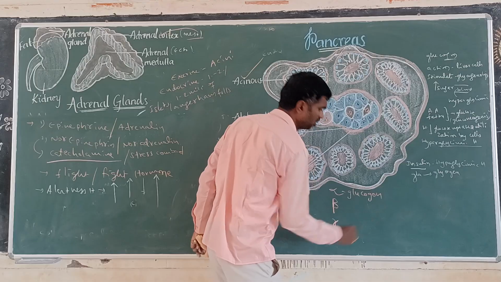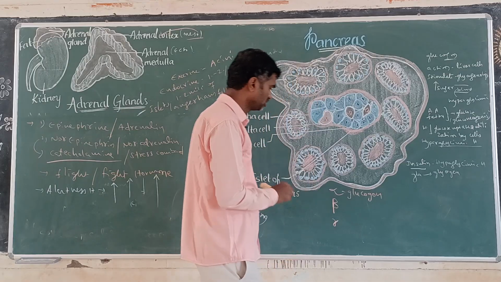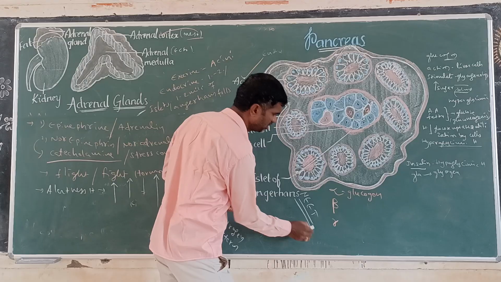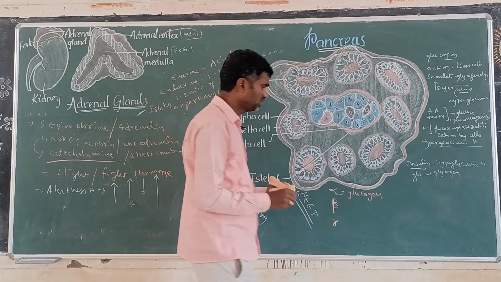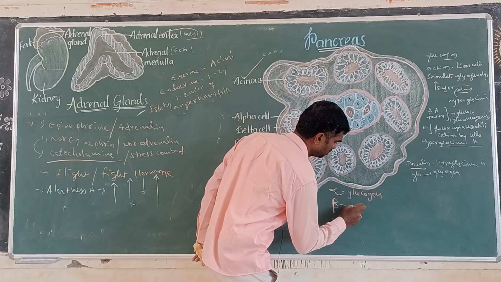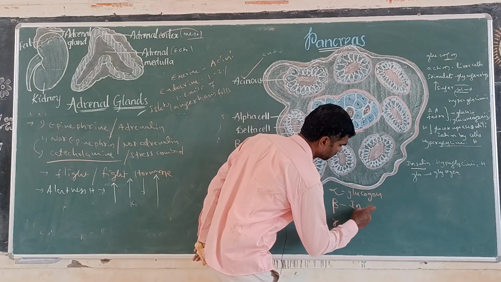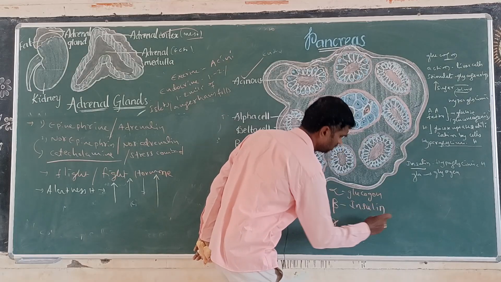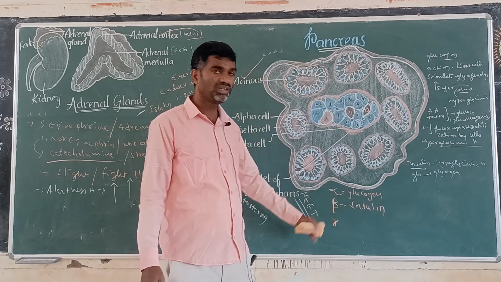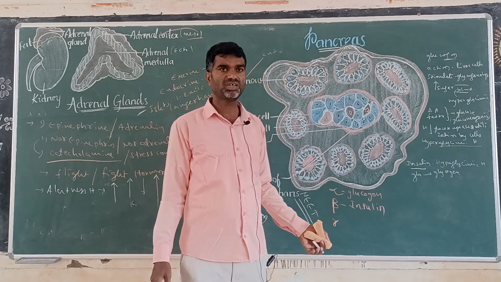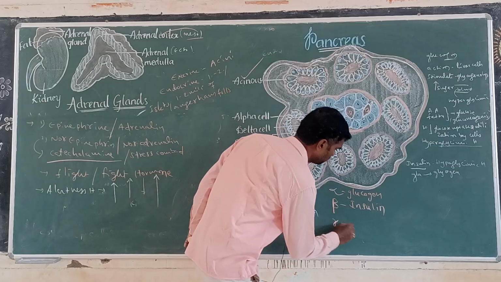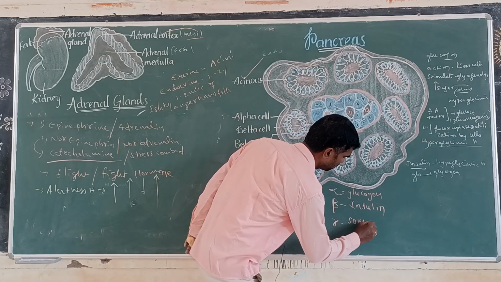Alpha cell is releasing glucagon hormone. Which hormone? Glucagon hormone. It is very important from the NEET point of view. NEET లో చాలా సార్లు అడిగిన బిట్లు ఇవన్నీ. Alpha cell is releasing glucagon hormone, and beta cell is releasing insulin. Another important one is the gamma cell. Gamma cell is releasing somatostatin hormone.